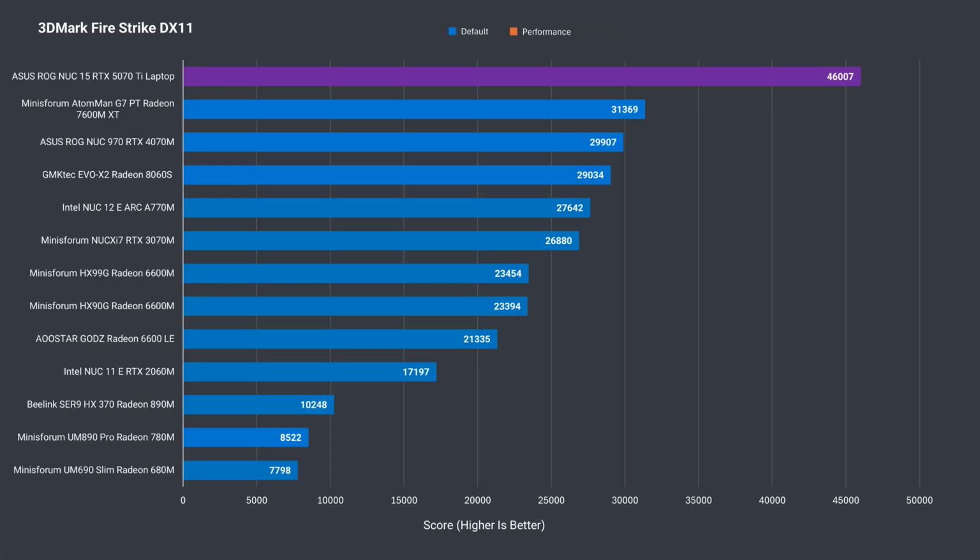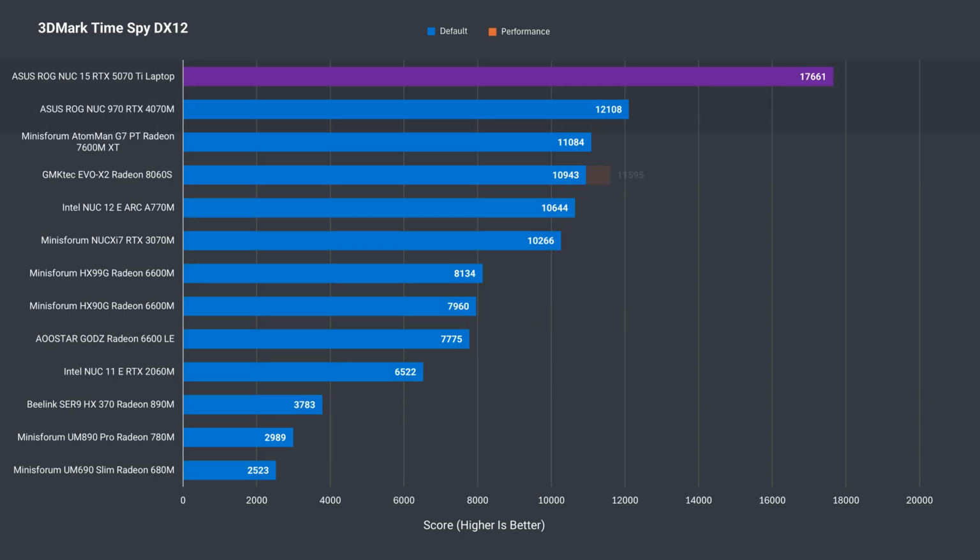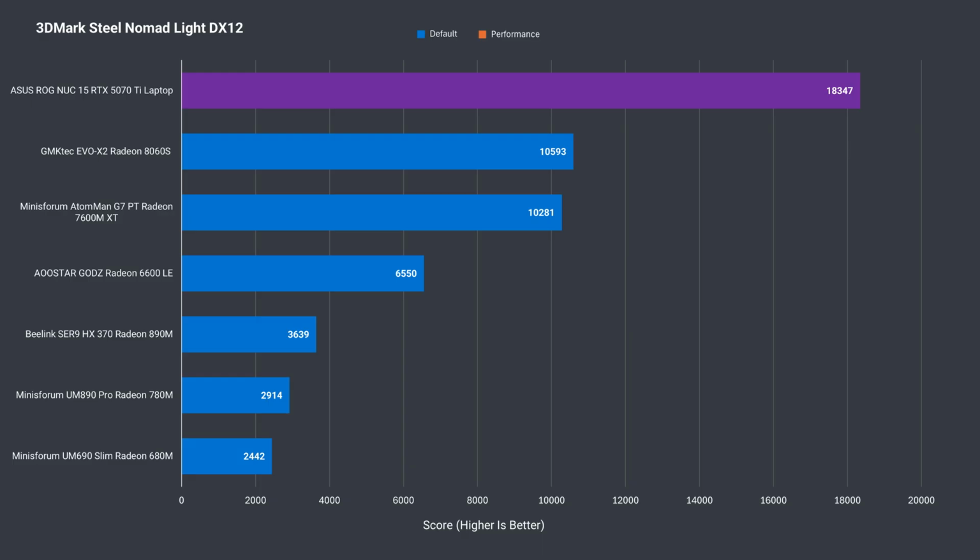Onto the 3DMark graphics tests, and the RTX 5070 Ti has a large win over any mobile GPU we've looked at, with a sizable 54% improvement over last year's model in Fire Strike DX11. There's a 46% improvement in Time Spy DX12, and since I didn't start benchmarking Steel Nomad Lite until fairly recently, I don't have last year's figure, but it's likely to be a similar result to the difference in Time Spy.